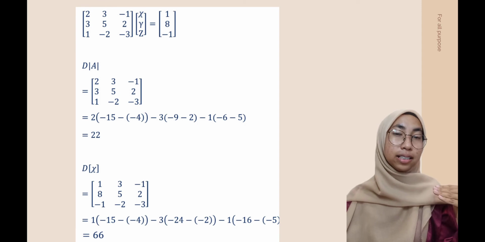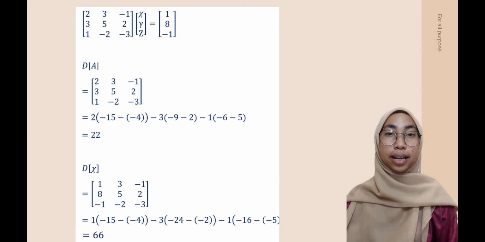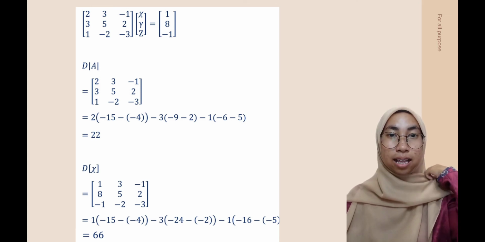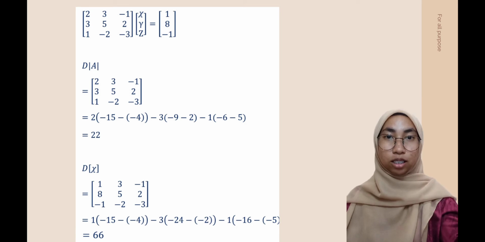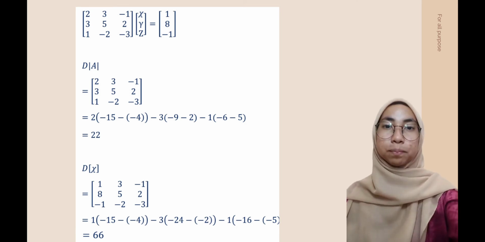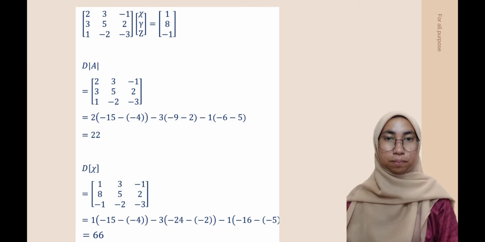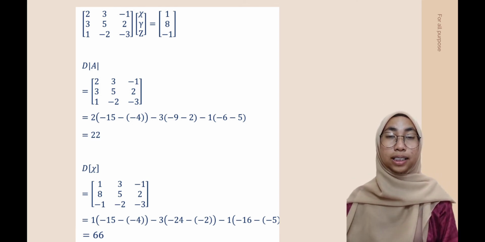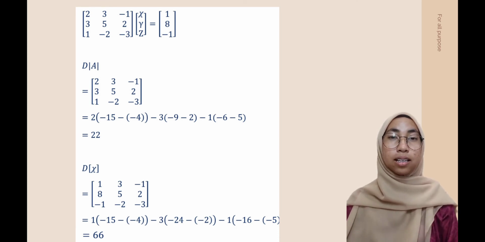Then inside the bracket, we put the bracket of x, y, and z equals the answer for the linear equation, which is 1, 8, and negative 1. So the first step, we should find the determinant A. How do we find the determinant A?